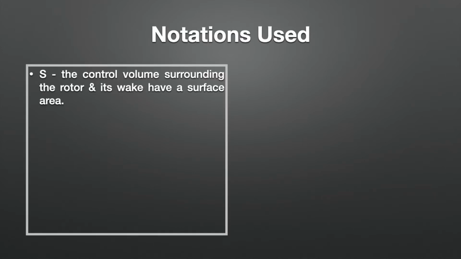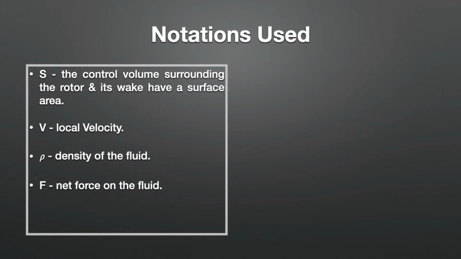Next, for momentum theory analysis, some of the main notations used are: capital S, the control volume surrounding the rotor and its wake, having a surface area. So capital S is the surface area. Next, capital V is a local velocity, which is a vector unit. Rho is the density of the fluid. Density of the fluid means the helicopter will be operating in the atmosphere, so it is the density of the atmospheric air.